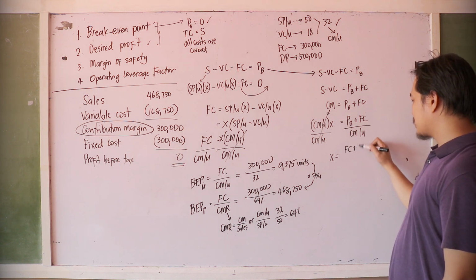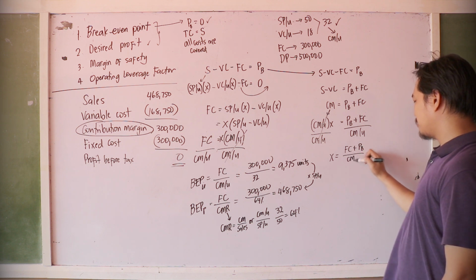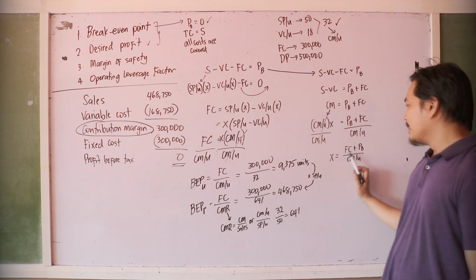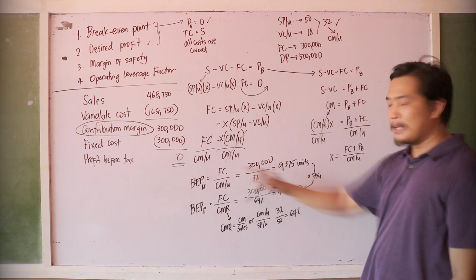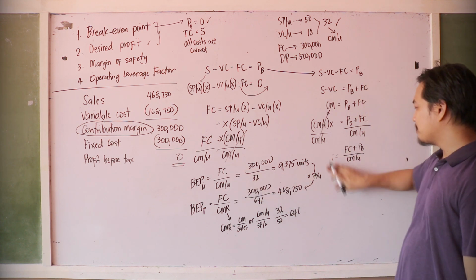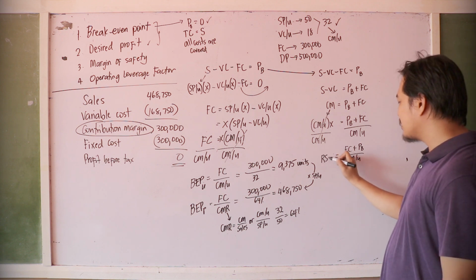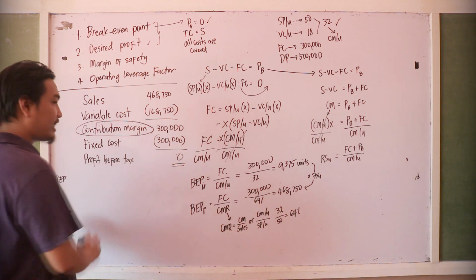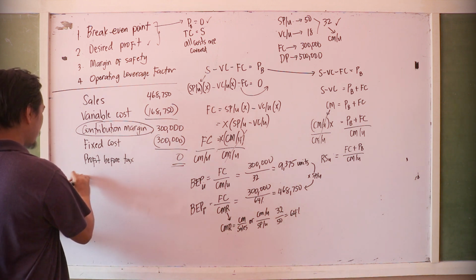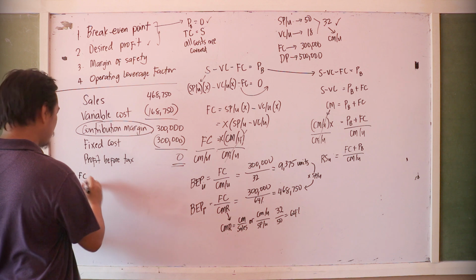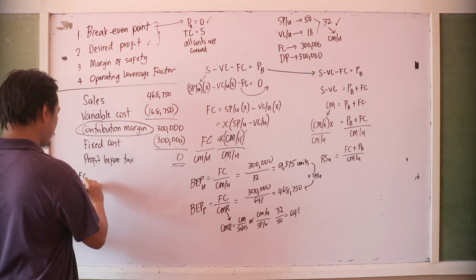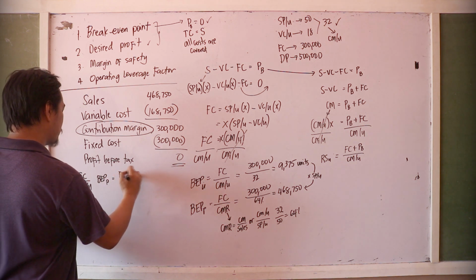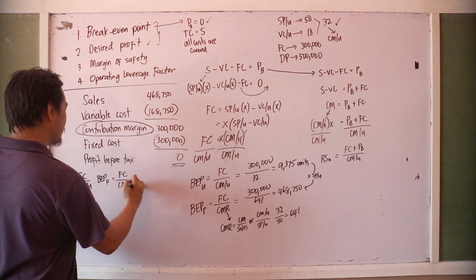So fixed cost plus your profit before tax all over your contribution margin per unit. Very similar to your break-even point. Yun nga lang, okay, nagkaroon ng additional na profit before tax dito. Pangalanan natin siyang required sales in units. Isulat na lang natin dito yung mga formula na na-derive natin. Break-even point in units is equal to fixed cost all over your contribution margin per unit. Kung break-even point in pesos naman, fixed cost all over your contribution margin ratio.